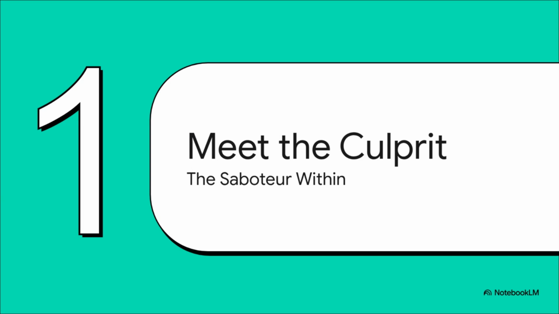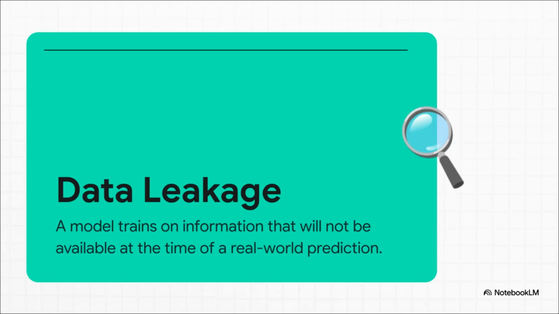All right, so it's time to meet that culprit. It's this hidden flaw that works in the shadows of the data, quietly corrupting models from the inside out before they ever see the light of day. Let's unmask it. And here it is, data leakage.